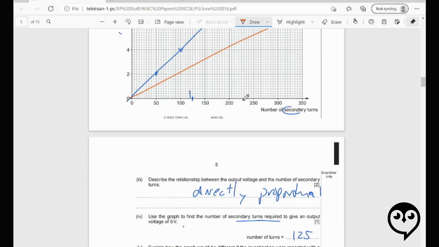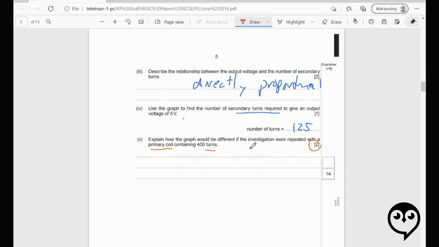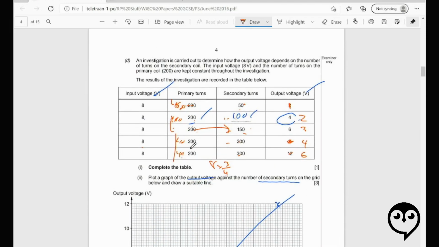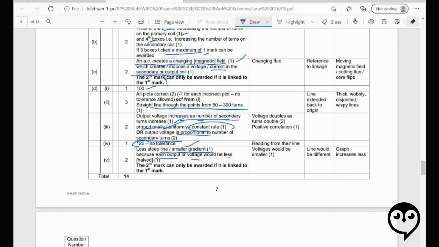Does that make sense to you now? How would the graph be with a primary coil containing more turns? It would be more of a step down, wouldn't it? Each output voltage would be less. It'd be actually halved. Okay, I hope that makes sense now. I know I've learned something.